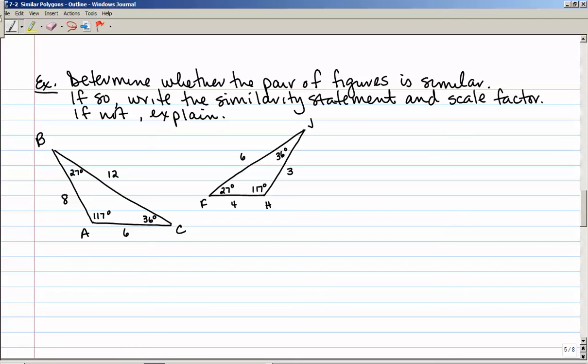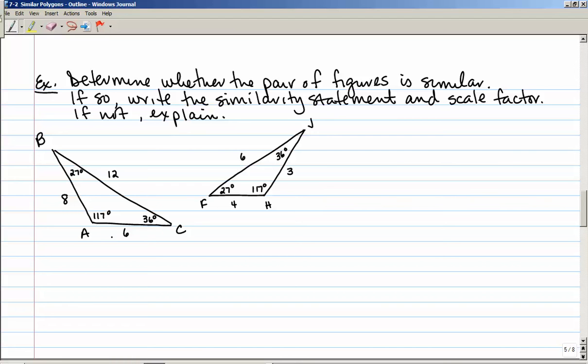Let's do an example here. Determine whether the pair of figures is similar. If so, write the similarity statement. In other words, say this triangle is similar to that triangle, and find the scale factor. If not, explain why they're not. Okay, let's take a look at the picture here.